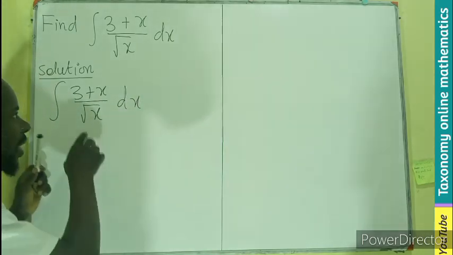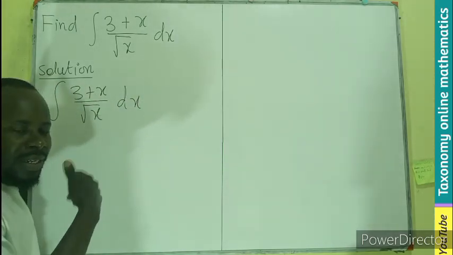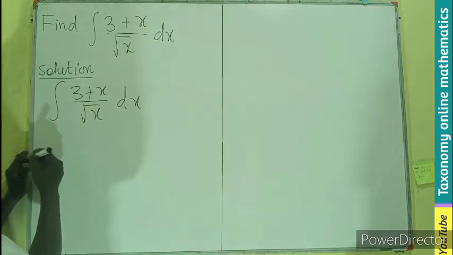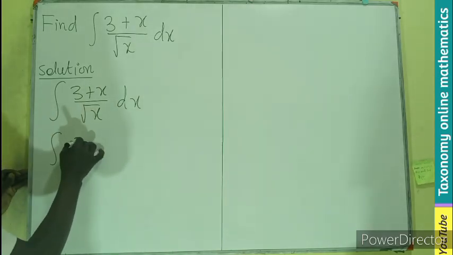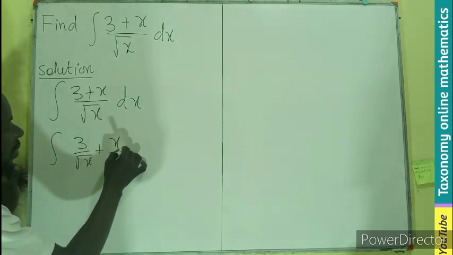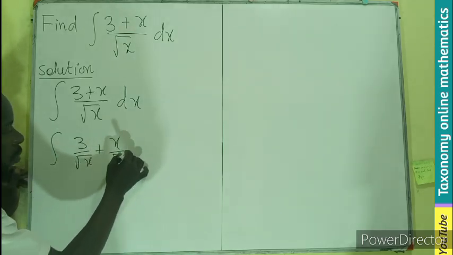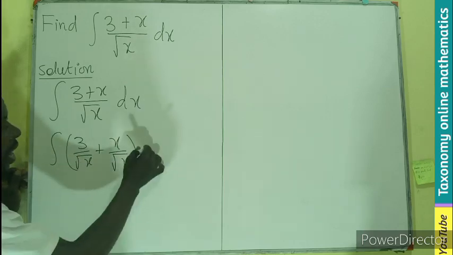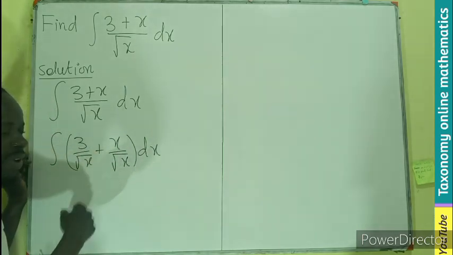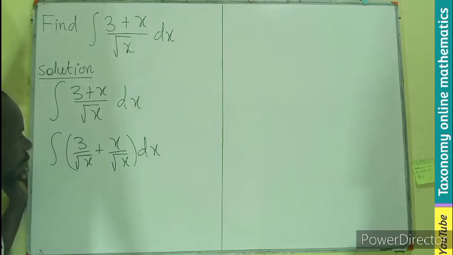So we can see that the numerator is a binomial divided by a single term. So we can divide each of the terms, still under the integral, as in 3 divided by the root of x plus x divided by the root of x, still having the dx. We are still integrating with respect to x. What do we do next?